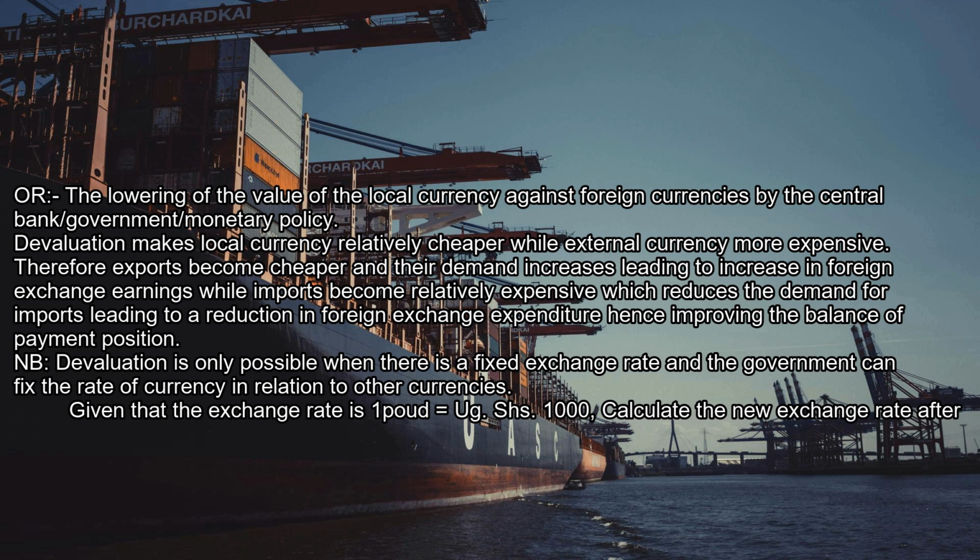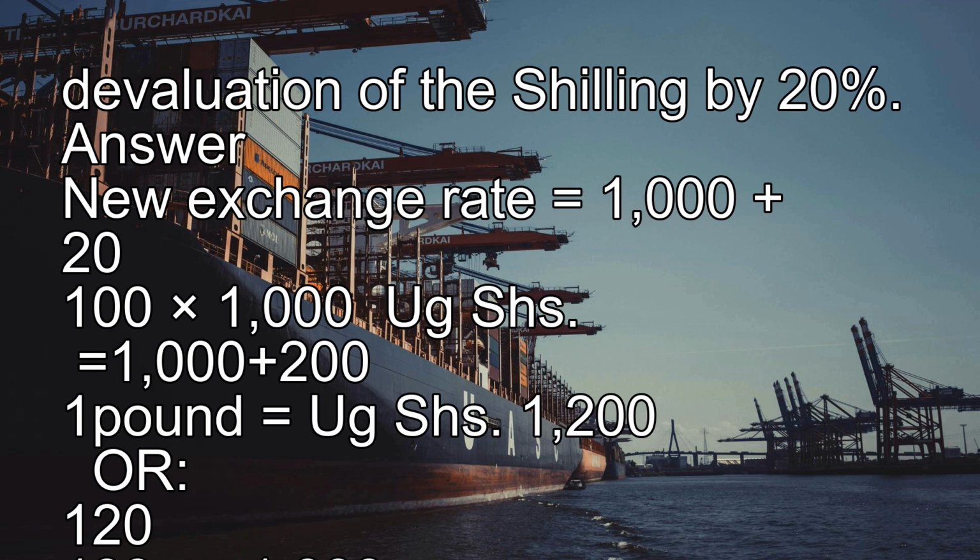Given that the exchange rate is £1 equals UGX 1000, calculate the new exchange rate after devaluation of the shilling by 20%. New exchange rate equals 1000 plus 20/100 times 1000, equals 1000 plus 200. 1 pound equals UGX 1200. Or 120/100 times 1000.